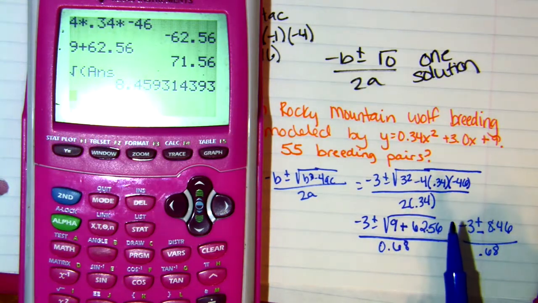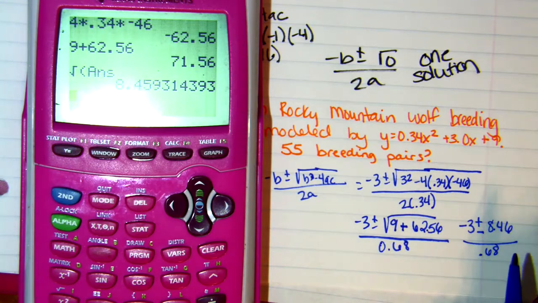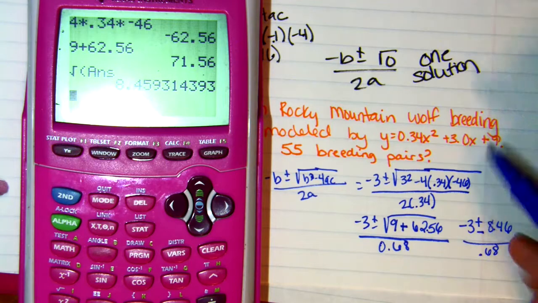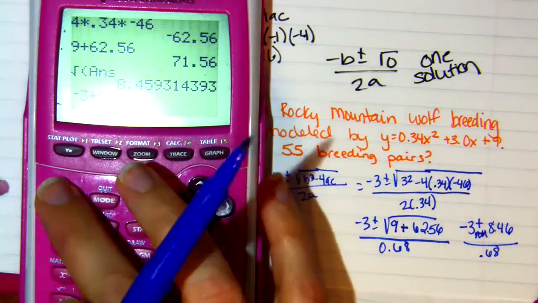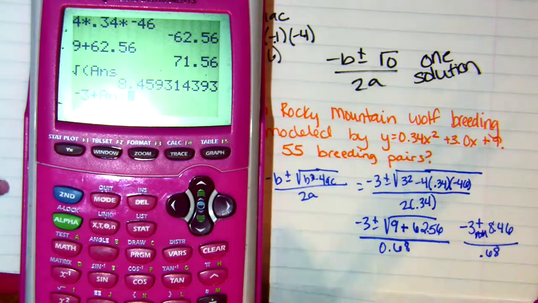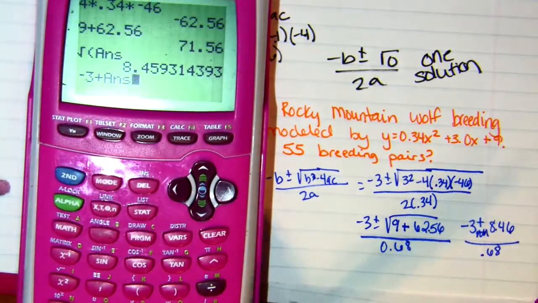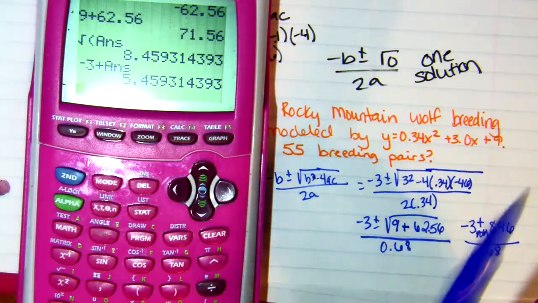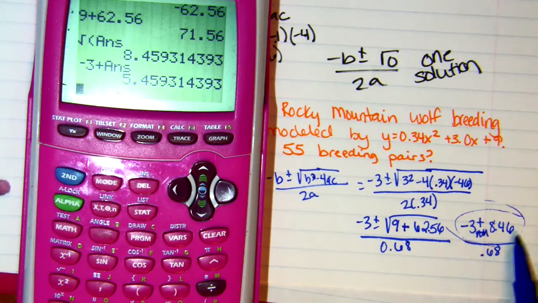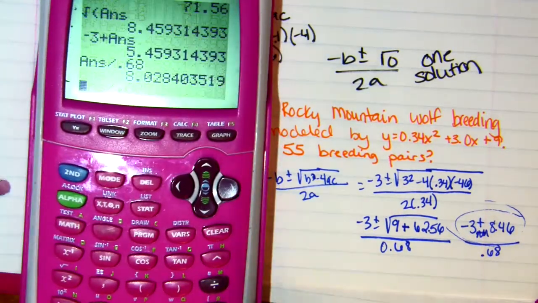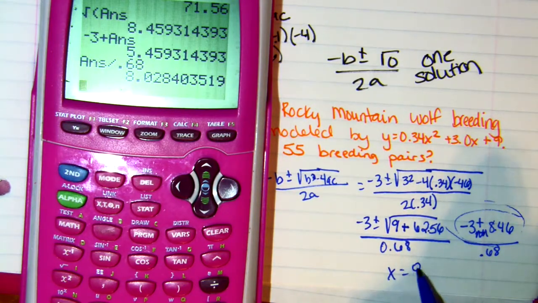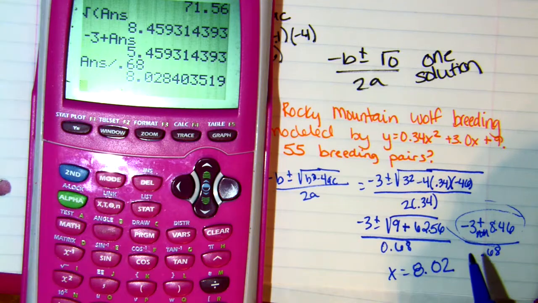Right now I can see if I do negative 3 minus 8.46, I'm going to get a negative number, and that's not going to make any sense in relation to this situation. So I can just cross that one out. But what I can do then is negative 3 plus the second answer, which pulls up that 8.459 whatever. So the top part of my equation is 5.46. Then I'm going to divide by 0.68, and I get 8.02.